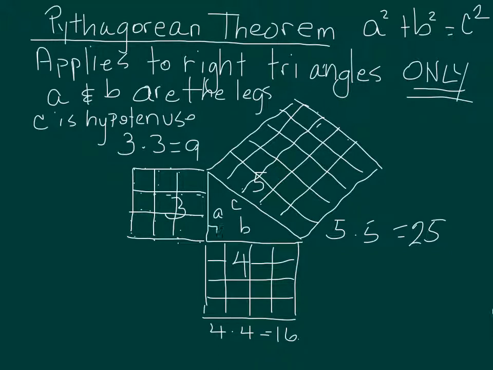We have to have, in a right triangle, this little box in the corner that is 90 degrees. A and B always stand for the legs. They represent the length of the legs of the triangle, where C is always the hypotenuse. And remember, the hypotenuse is the longer side, but it's also the one that's always directly diagonal to the right angle.